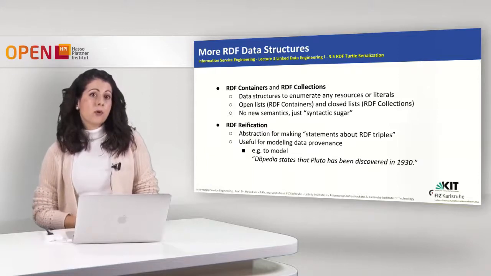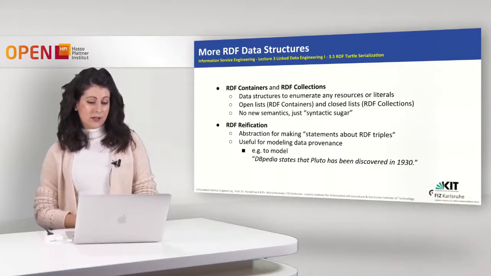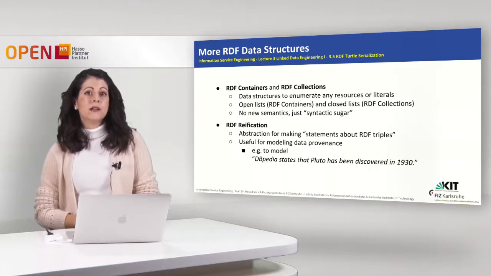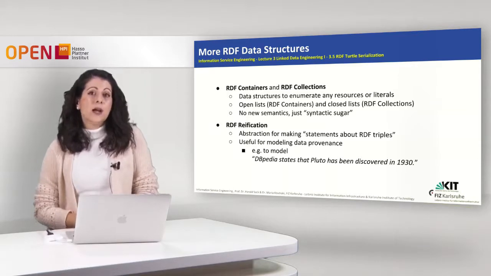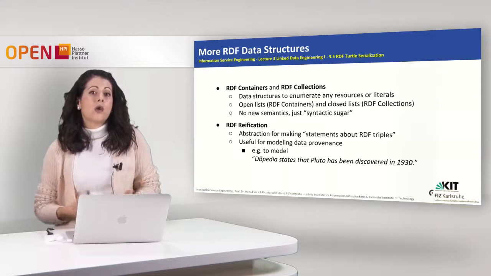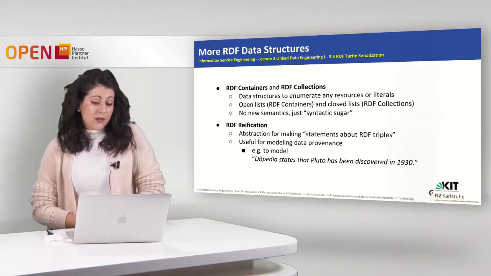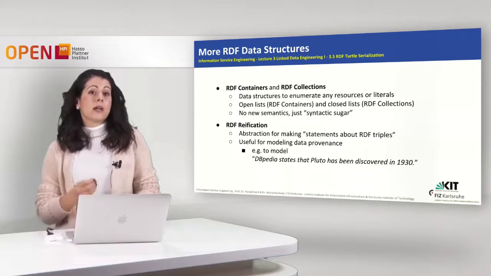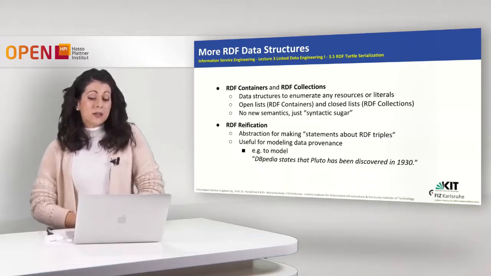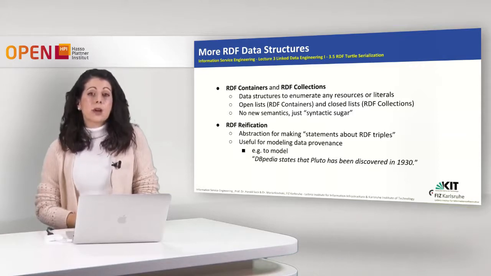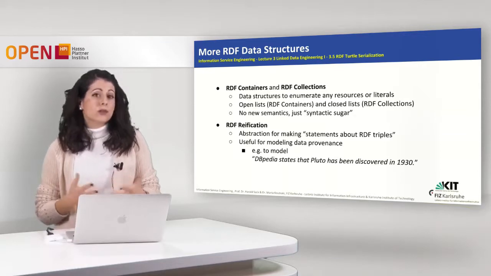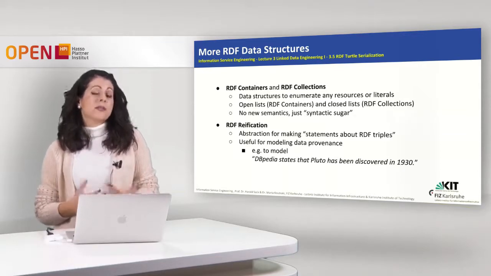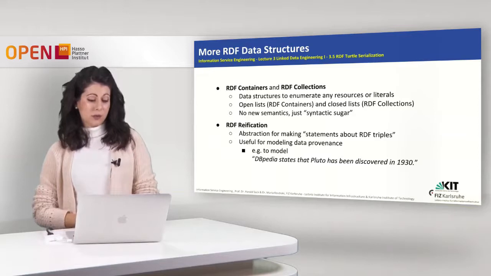And let us see some more RDF structures that we have in this format. The first is called the RDF container, and then we also have the RDF collections. Those are 2 data structures to enumerate any resources or literals. The first one, the RDF container, is an open list, meaning that we can continuously add new elements to it, while the other one, the RDF collection, is a closed list. We are not going to emphasize those since they don't add new semantics; they are just called semantic sugar, but in case you're more interested, you can find more information in the literature.